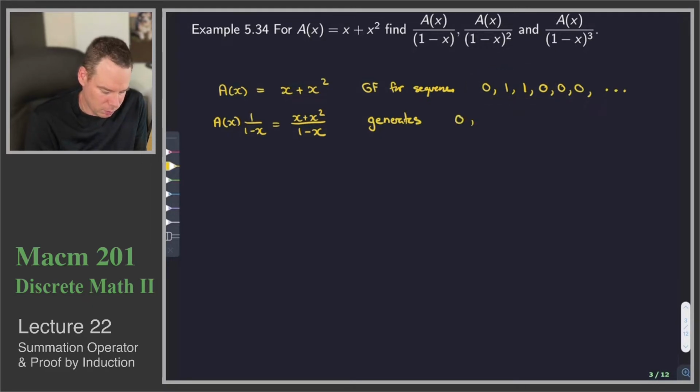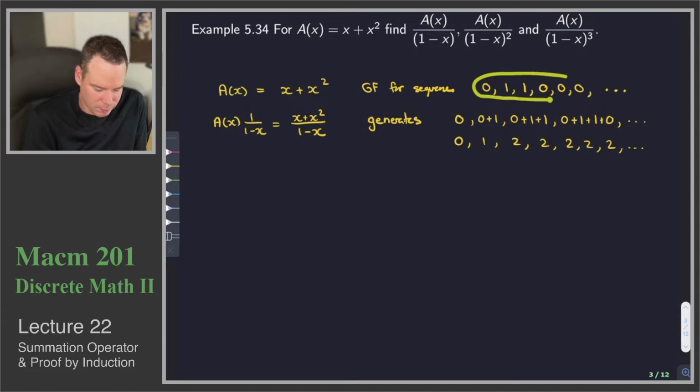So it generates 0, the sum of the first 2, 0 plus 1, the sum of the first 3, 0 plus 1 plus 1, 0 plus 1 plus 1 plus 0, and so on. And so the sequence is 0, 1, 2, and then 2's from that point onward. Again, because whatever term we are interested in, it's really just the sum of the first number of terms of the original sequence, and that's just the sum of 2 1s and a bunch of zeros.